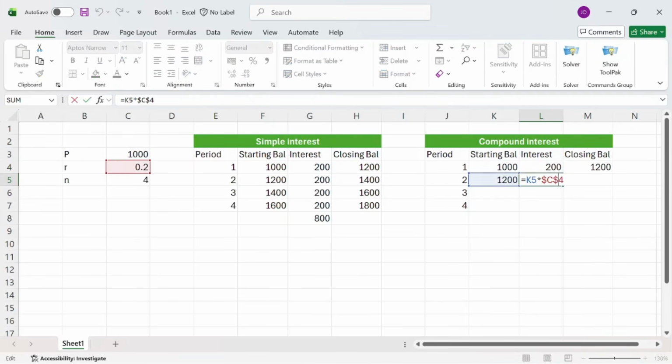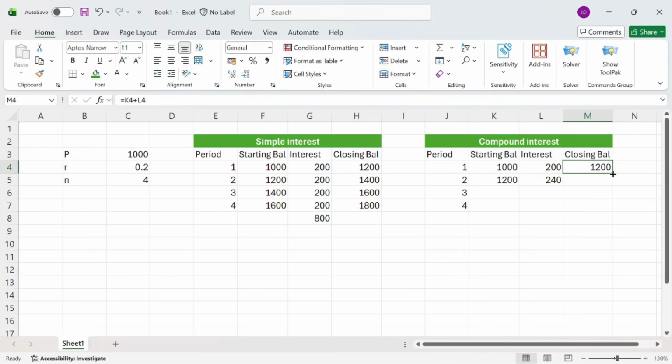So it simply means we are going to have the product of the starting balance and the interest rate. You are also going to get the closing balance by simply adding the starting balance and the interest, and we already had that formula up here. So after you've done all that, then you can simply drag this to the bottom, and you can find the total interest that was paid for this period by simply summing this column here.